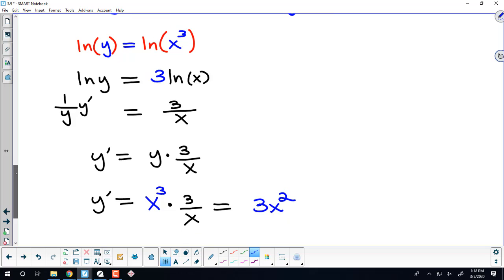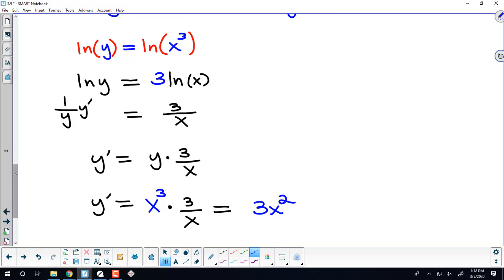So we don't do that here. We wouldn't say, well, isn't that just the natural log of x cubed? We don't do that here. You just leave your y so that you get y prime over y, then you solve. Once you solve for y prime, then you plug back in your y.